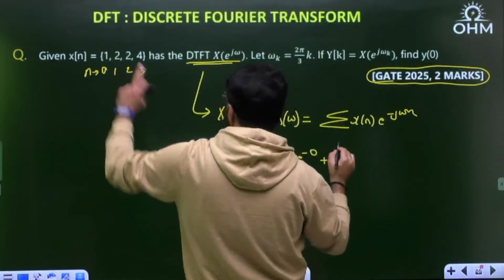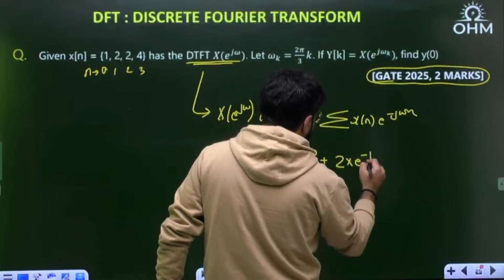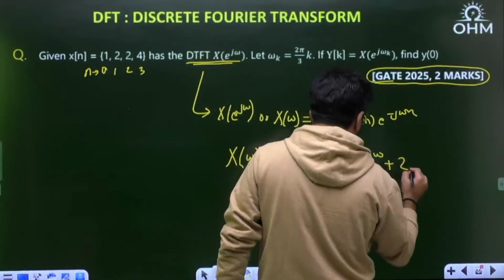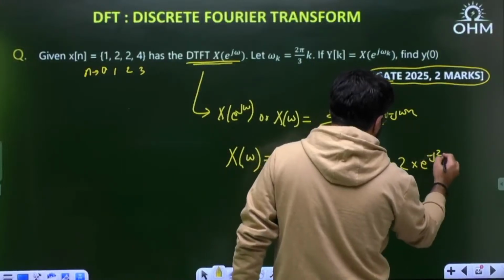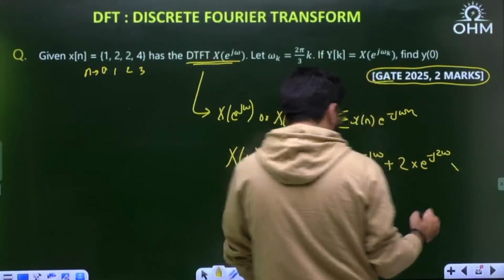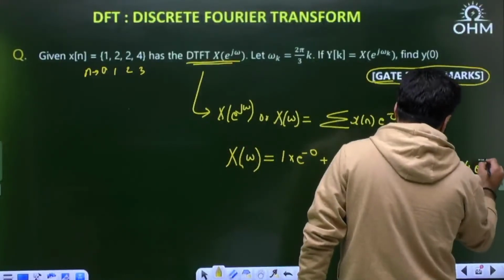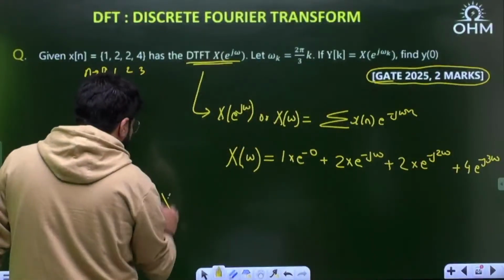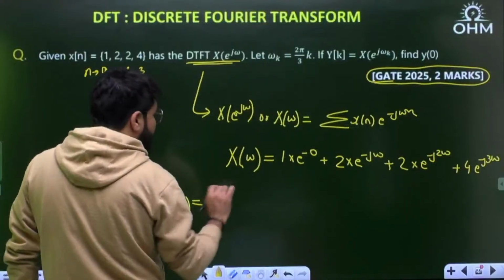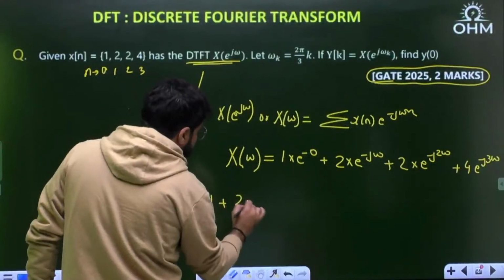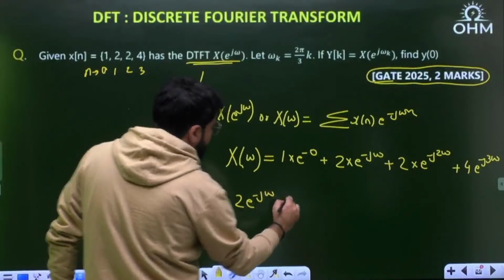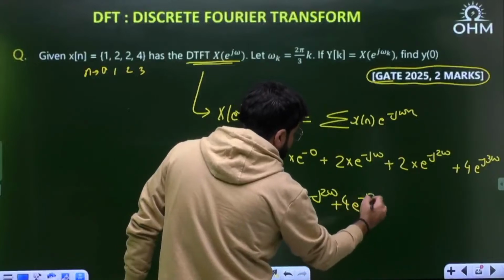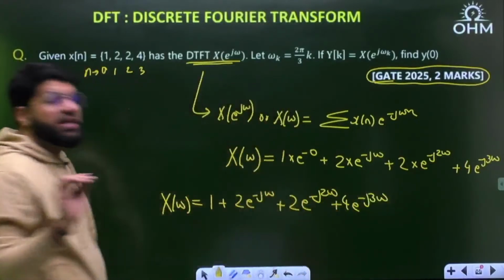Then the next value of the signal is 2. 2 into e power minus j omega, n is 1. Next value of n is 2, and the signal is also 2. So 2 into e power minus j 2 omega, and next is 4 e power minus j 3 omega, n equal to 3. Okay, so what is X of omega? The DTFT, like the previous question, we have calculated: 1 plus 2 e power minus j omega plus 2 e power minus j 2 omega and plus 4 e power minus j 3 omega. This is the DTFT calculated.